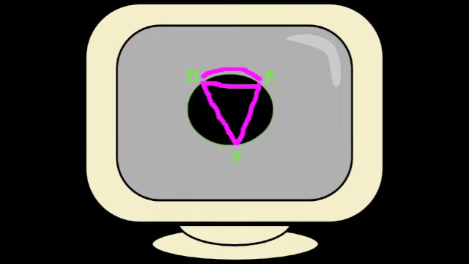Next, we will talk about intercepted arcs. Intercepted arcs consist of endpoints that lie on the sides of an inscribed angle. Now I'd like to tell you about subtends. Subtends a chord or arc whose endpoints lie on the sides of an angle. DE subtends DFE.